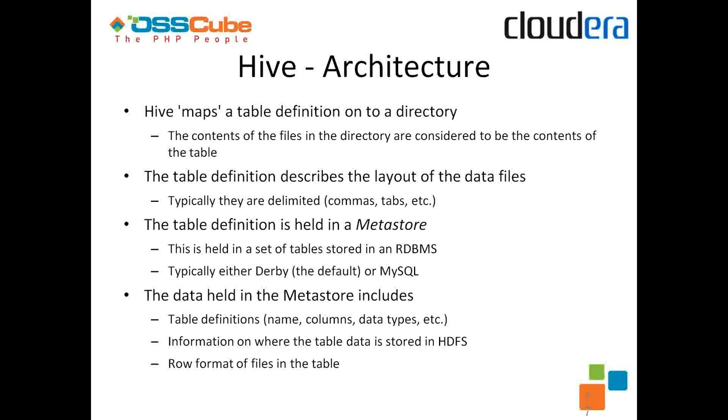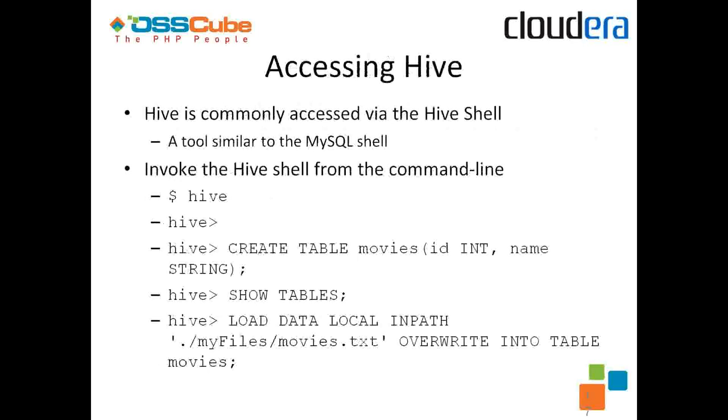Some of the information that's stored is the names, the columns, the data types, where the data is stored, and the format of the data. All this is held in this metastore. So how does it work? Well, you can access Hive using the Hive shell. It's a tool similar to the MySQL shell or Postgres shell. From the command line you type hive, and from there you can easily and quickly type your queries and run them.